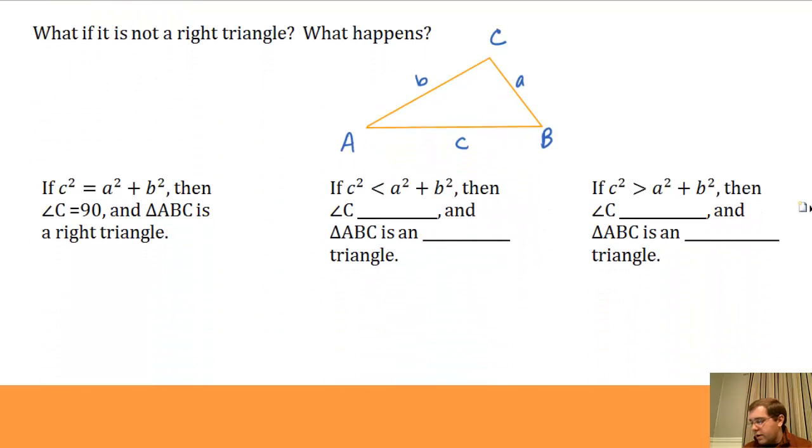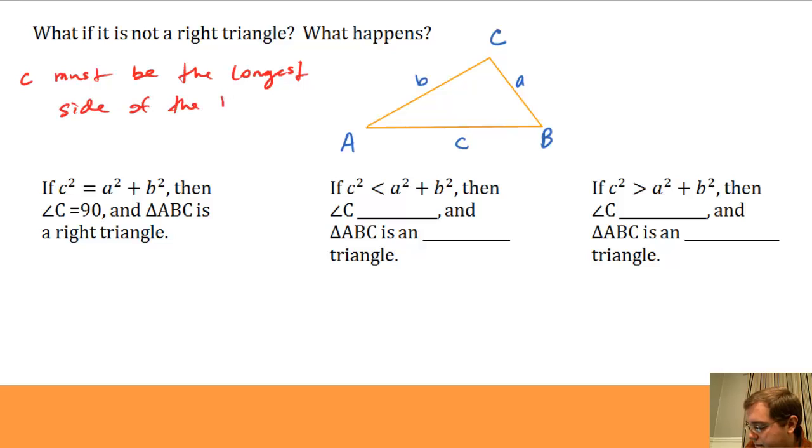So what if it's not a right triangle? What happens then? I've got a triangle and my sides are still A, B, and C, where C is the longest side. So in order for any of these equations or inequalities to work, C must be the longest side of the triangle, because we're trying to see if C is the hypotenuse. We're trying to see if it is in fact the side opposite the right angle. So it's got to be the longest side to begin with, or it can't be the hypotenuse.